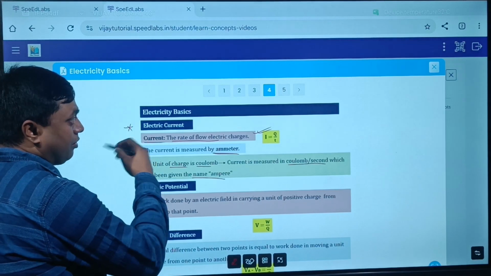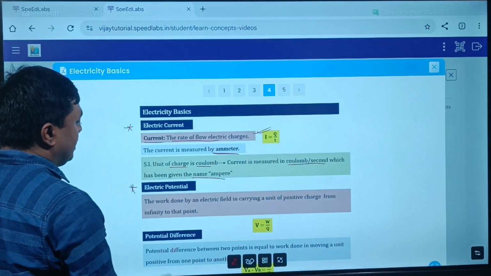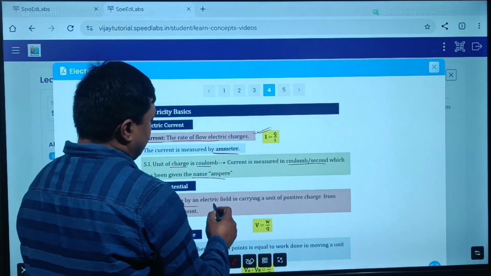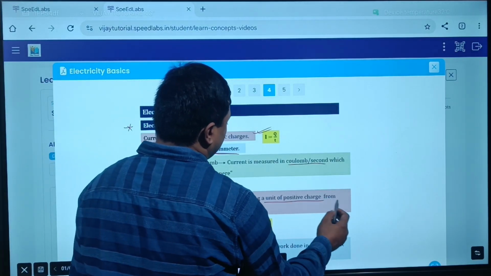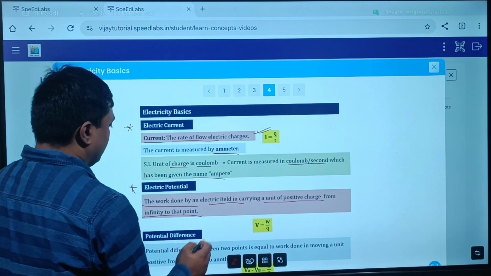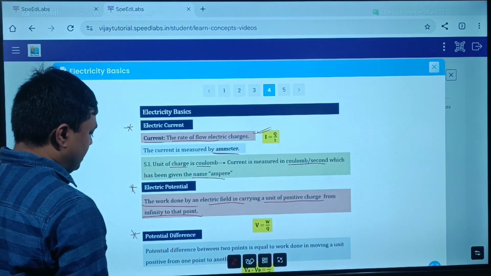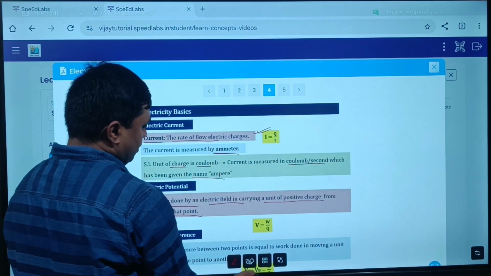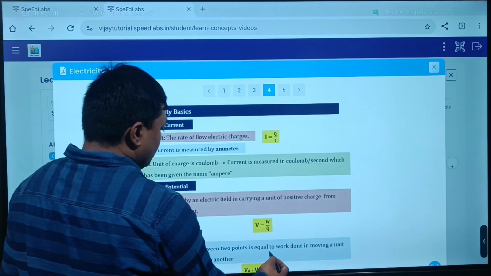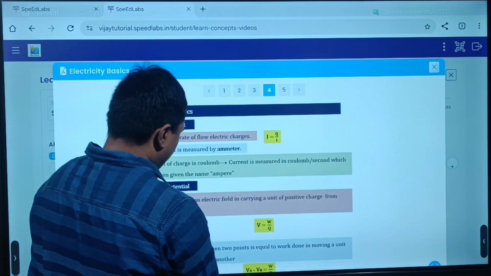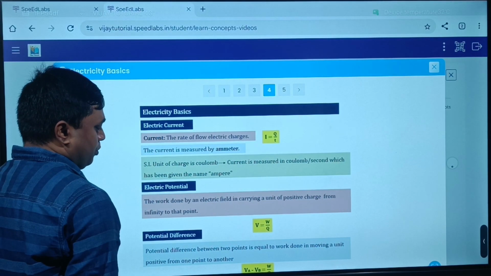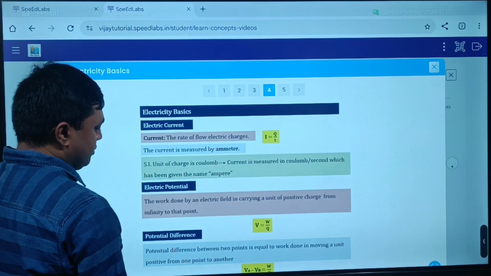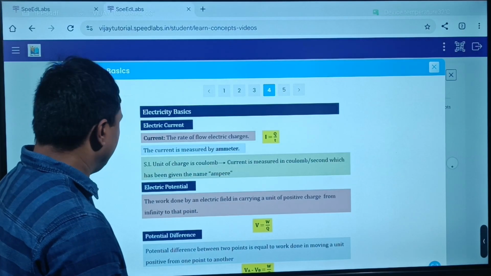Yes or no? Whatever we learned so far, here is the summary. Electric potential is the work done by the electric field in carrying a unit positive charge from infinity to that point. Potential difference between the 2 points is equal to the work done in moving a unit positive charge from one point to the other point. VAB is equal to what? VA minus VB, that is equal to W by Q.